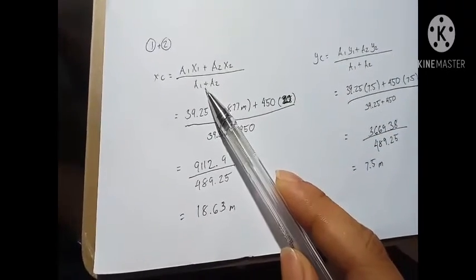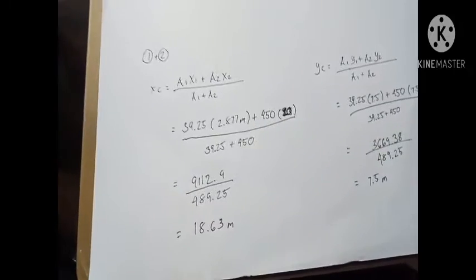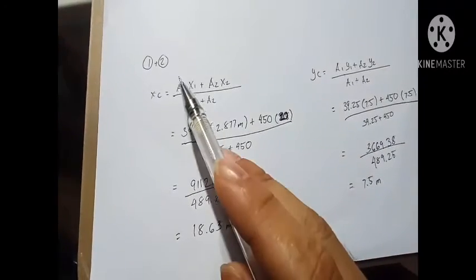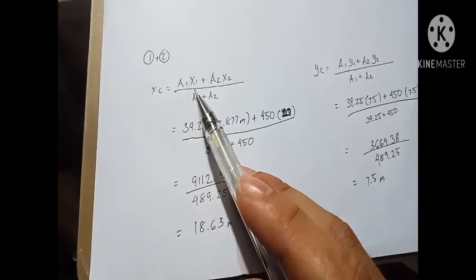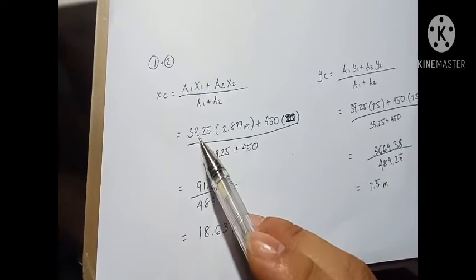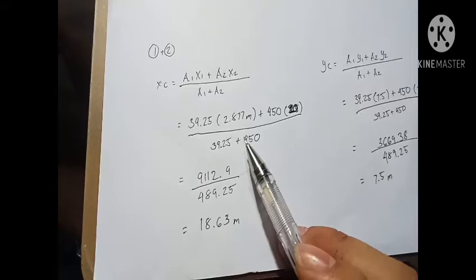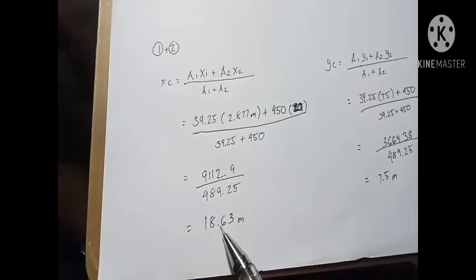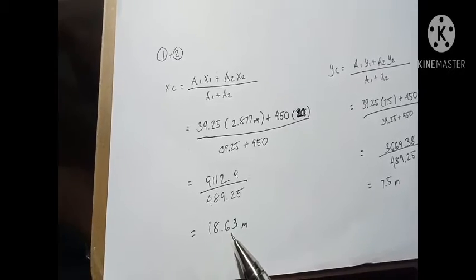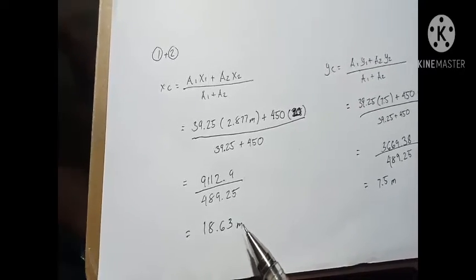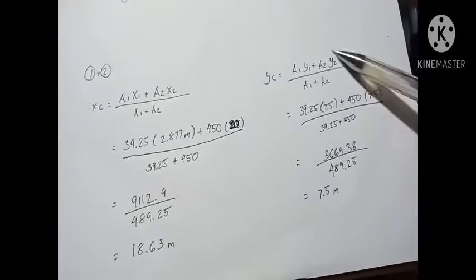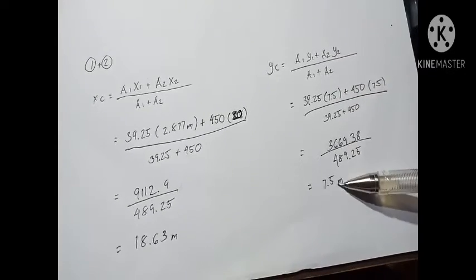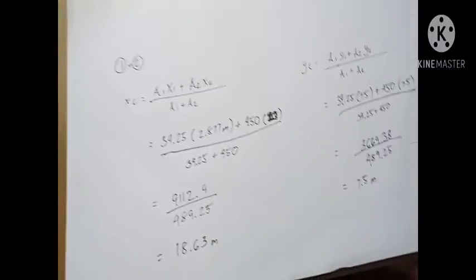So we have here the formula. We'll just have to follow the formula in order to get the final answer. So A1 represents the area 1 and the x1 represents the x1. So we have to put the values on the paper and we'll have this. So we'll just solve this and we'll get 18.63 meter as the x coordinate of the centroid. And for the y coordinate of the centroid, we'll have 7.5 meter as the answer.